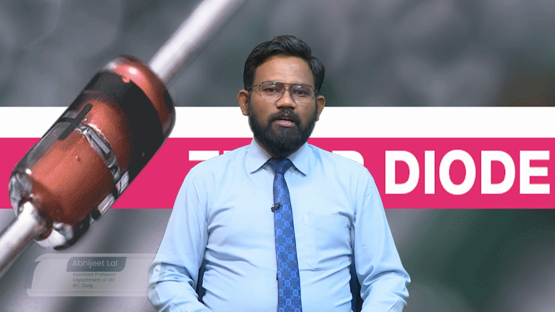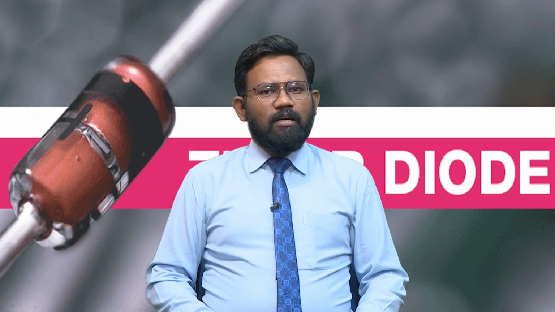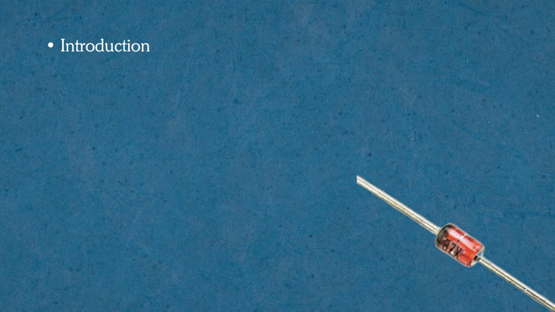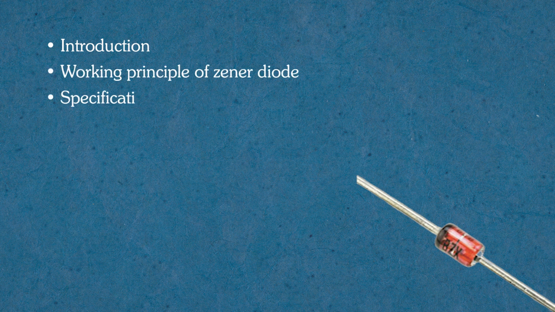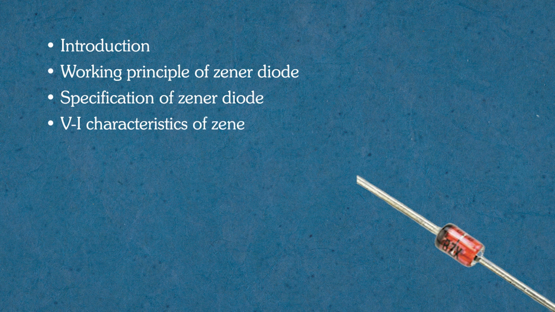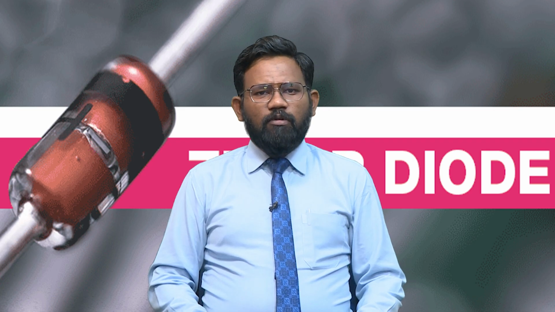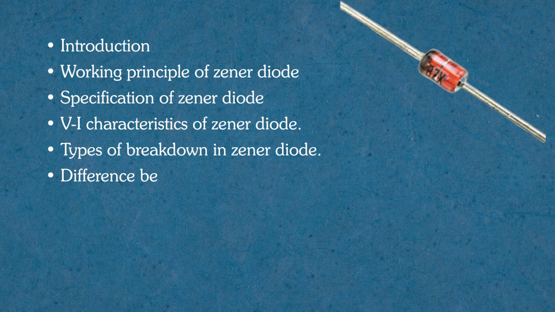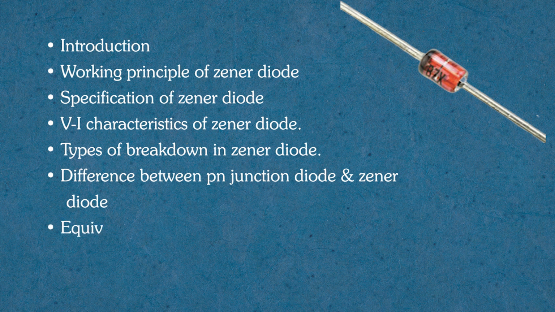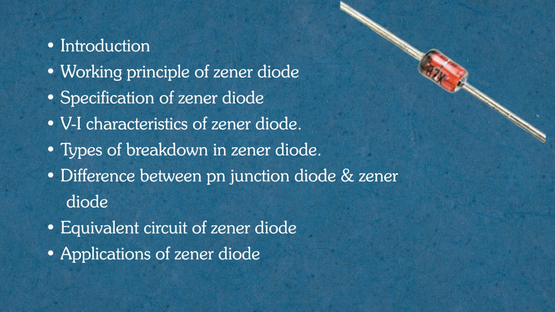Today we are going to study about Zener Diode. The contents will be the introduction of Zener Diode, working principle of Zener Diode, then we will study about different specifications of Zener Diode. After that we will discuss the VI characteristics, then the types of breakdown which occurs in Zener diode. After that we will see the difference between PN junction diode and Zener diode. We will study about the equivalent circuit of Zener diode, and lastly we will cover the applications of Zener diode.